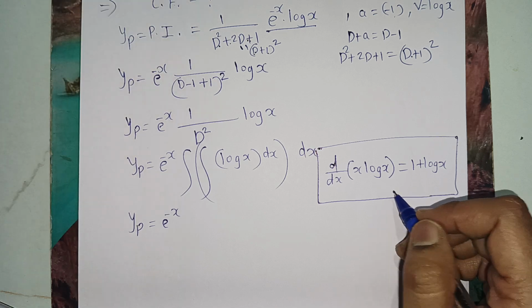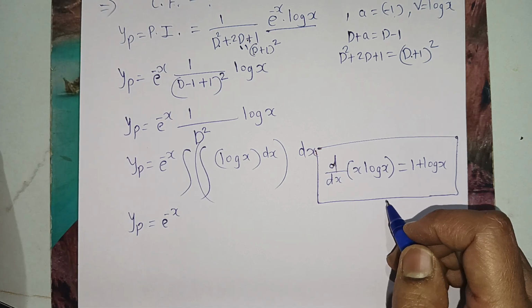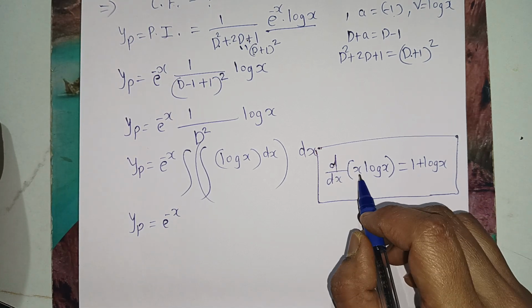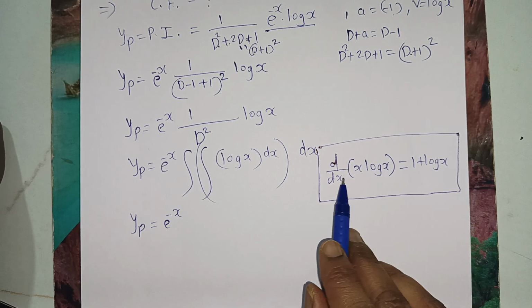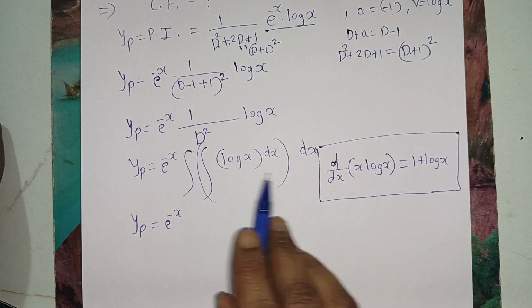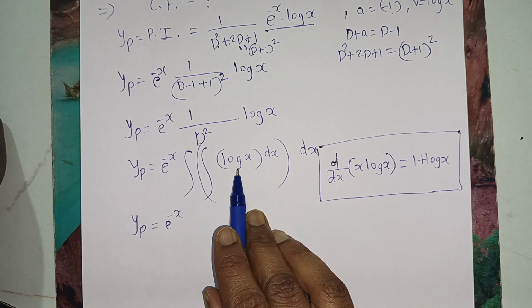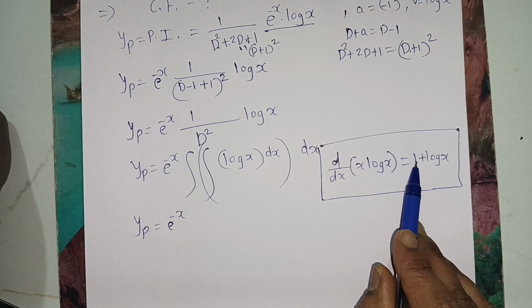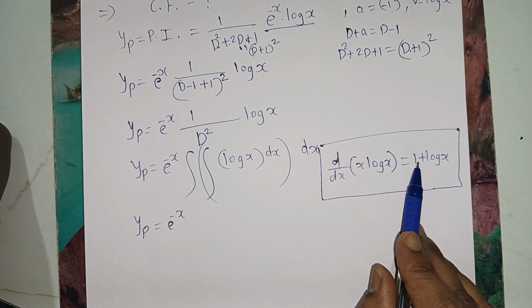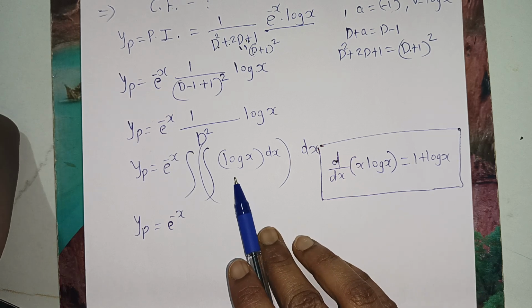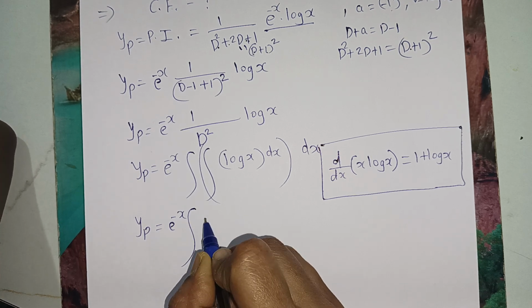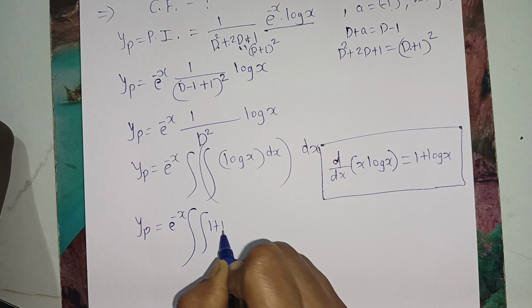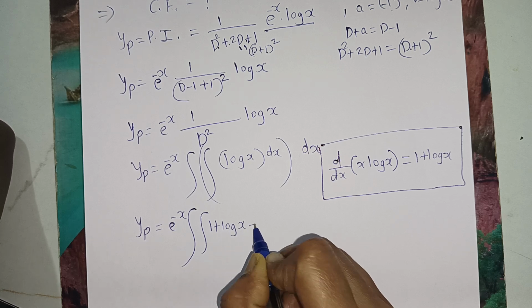This is the function we have studied from 12th standard. The derivative of x log x is equal to 1 plus log x, and you have only log x in the integrand. That means you have to adjust this one. You can adjust this in that integrand by adding and subtracting 1. So it is integration of 1 plus log x minus 1.